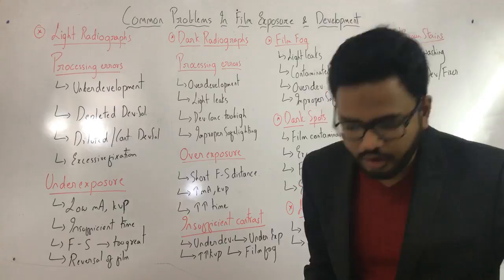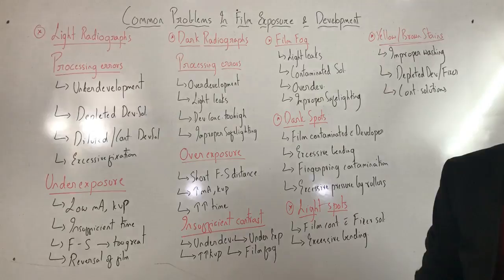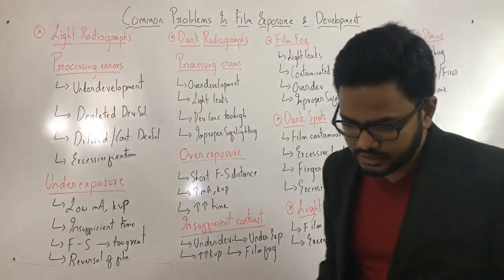And even contaminated solutions, finally. So contaminated solutions, depleted solutions, or improper washing can lead to yellow or brown stains. Good. Now, let's move on to blurring.